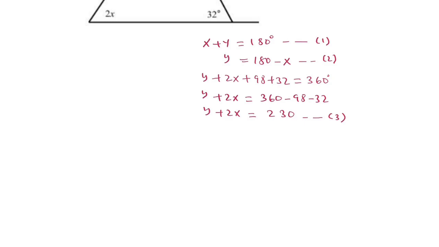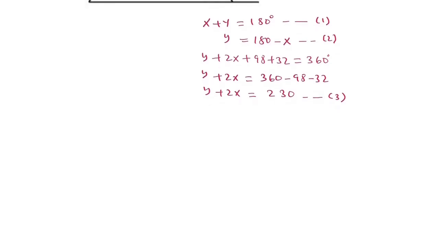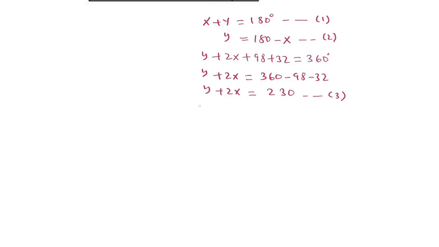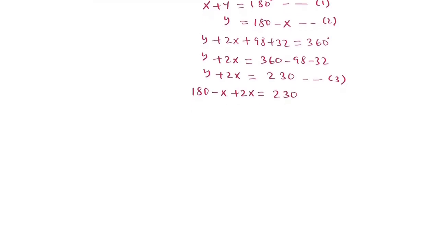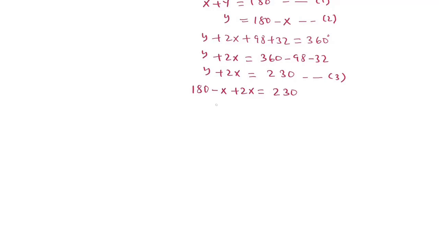Okay, so next, let us now substitute equation number 2 into equation number 3. Then our equation is going to be 180 minus x plus 2x equals to 230. So let us collect the like terms. Our equation is going to be minus x plus 2x equals to 230 minus 180. Solving this, we are having x equals to 50.